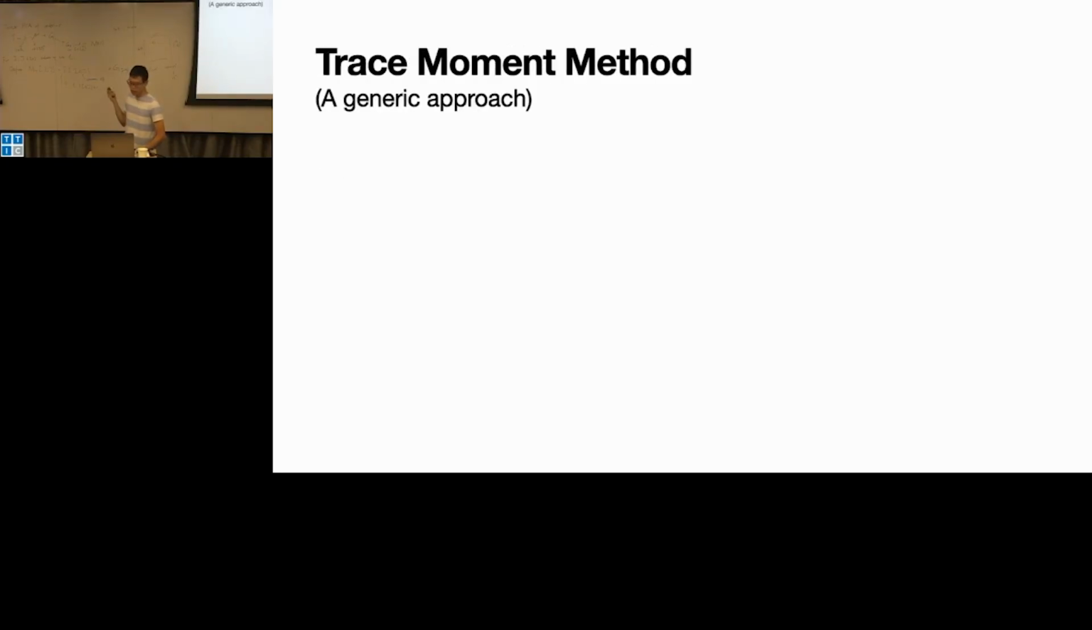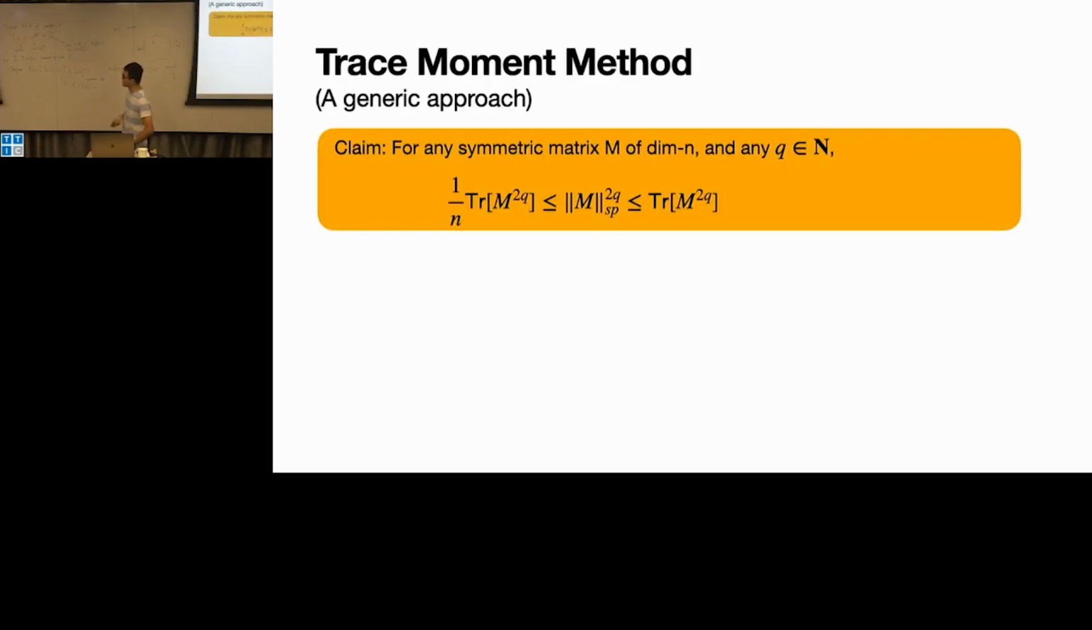Here's a generic approach for using the trace moment method to bound the spectral norm of a matrix. It boils down to the following claim. For any symmetric matrix of dimension n, we can bound a large power of the spectral norm of this matrix by bounding the trace of the matrix raised to a corresponding high power. In fact, this is sandwiched up to a factor of n.